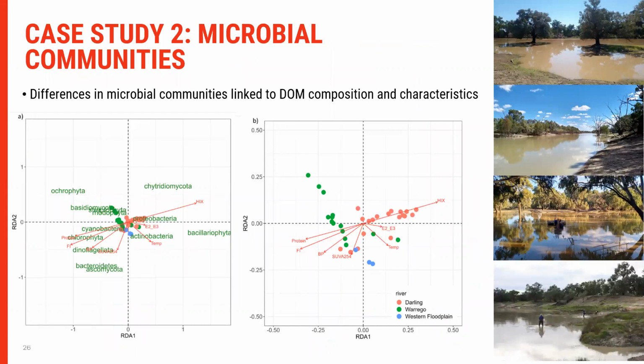We did an RDA to link the communities with the composition and basic water quality as well. So all water quality, nutrients, physico-chemical parameters, were placed in this RDA to determine which ones might be driving it. And basically the majority were organic matter characteristics that pulled apart the communities. And basically it was the more humified DOM in the Darling that led to differences compared to the more protein-like, microbially derived DOM within the Warrego and the Western floodplains.